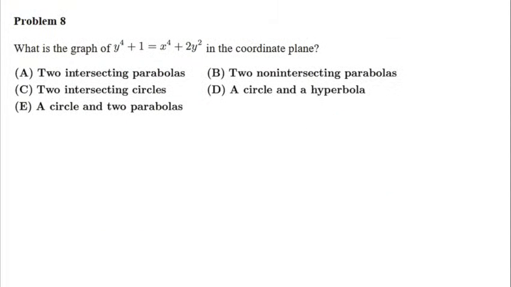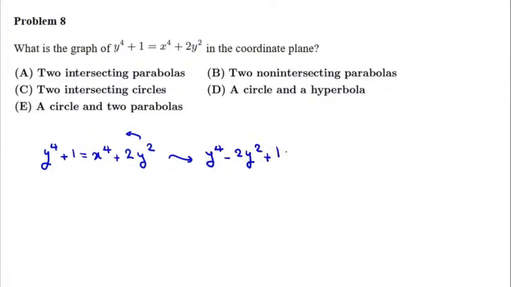AMC 12B 2022, problem number 8. What is the graph of y to the 4 plus 1 equal to x to the 4 plus 2y squared in the coordinate plane? Okay, I take 2y squared to the left hand side. It will be y to the 4 minus 2y squared plus 1 equal to x to the 4. Then I can say the left hand side will be y squared minus 1 squared equal to x to the 4.